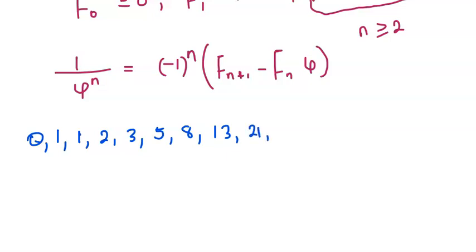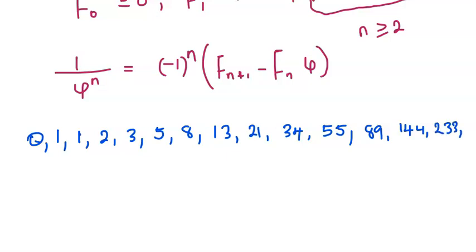The next one, 21 plus 13, you get 34. The next one, 21 plus 34, you get 55. The next one, 55 plus 34, you get 89. The next one, 55 plus 89, you get 144. The next one, 144 plus 89, you get 233. Hope I'm right. So you get 233.